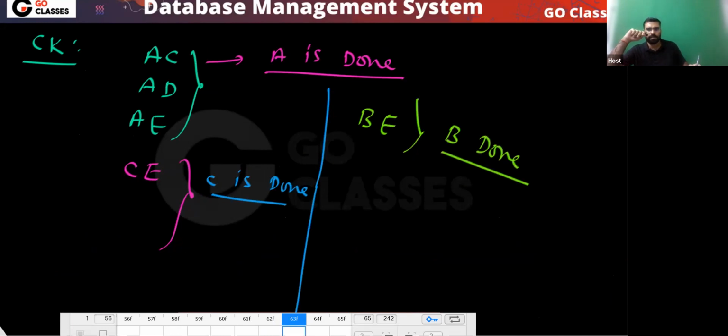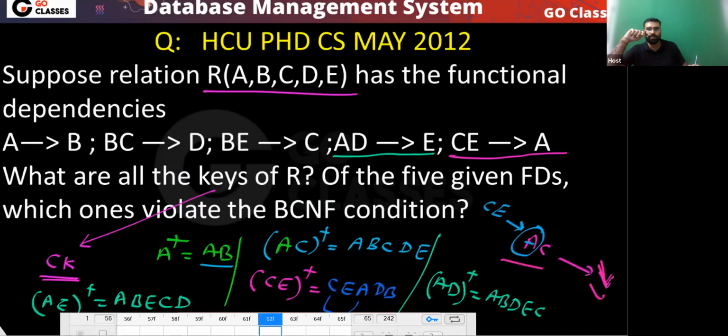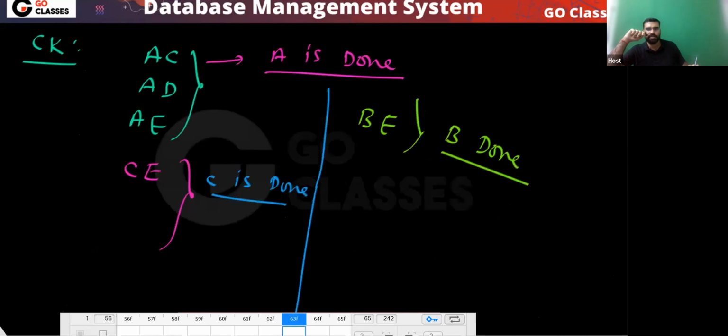What is remaining then? The last that is remaining is DE. That is not a candidate key, right? So B is done, and all these.